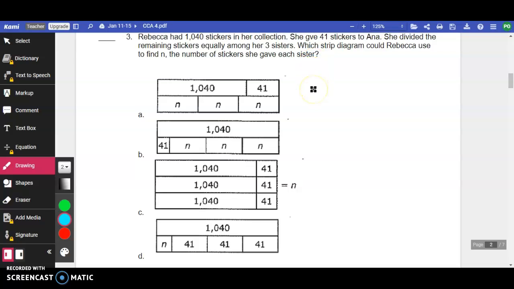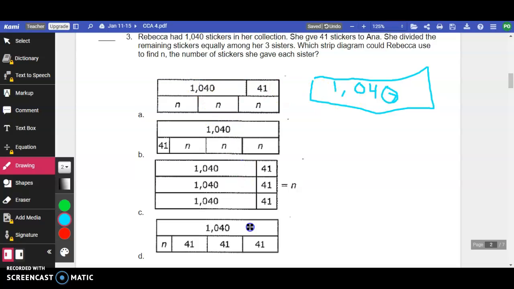Well, let's draw what's happening in this problem. Rebecca starts off with 1,040 stickers. Is she receiving any more stickers? Should we be combining any numbers to this 1,040? No. This is our total number of stickers. We do not receive more.